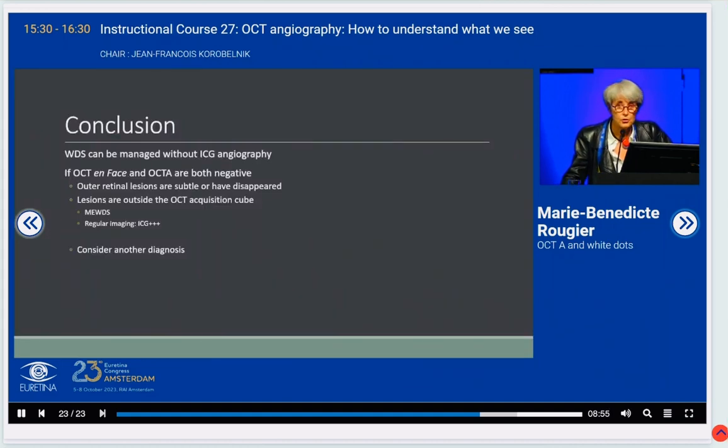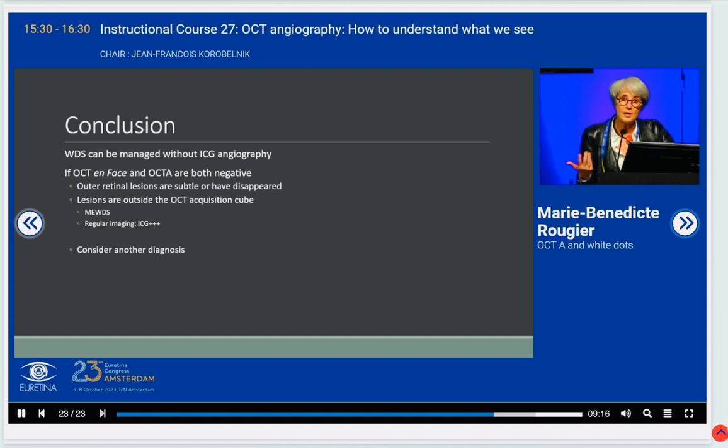So in conclusion, I think that white dot syndromes can be managed without an ICG angiography. But sometimes you get nothing. I mean that OCT en face and OCT angiography are both negative. So in this case, I think that there are three possibilities.